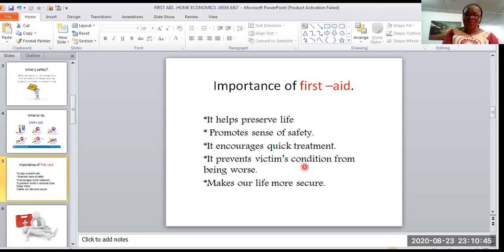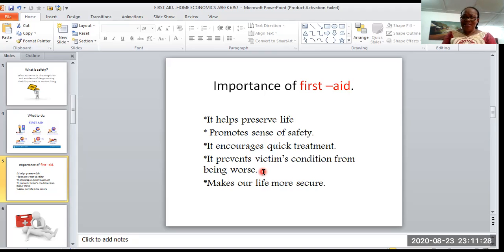It prevents the victim's condition from getting worse. Do you understand? When somebody convulses, convulsion is a kind of breathing attack. A person may not be able to breathe so well and then convulses. When there's convulsion, that victim will need first aid attention so that he or she does not pass on from there.